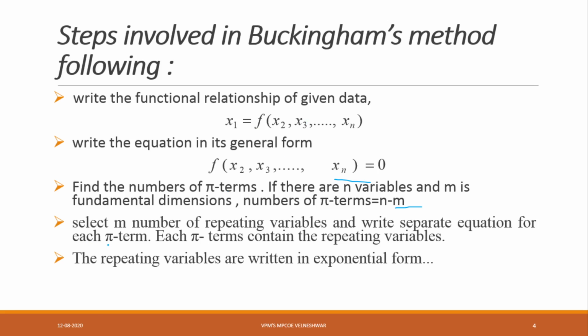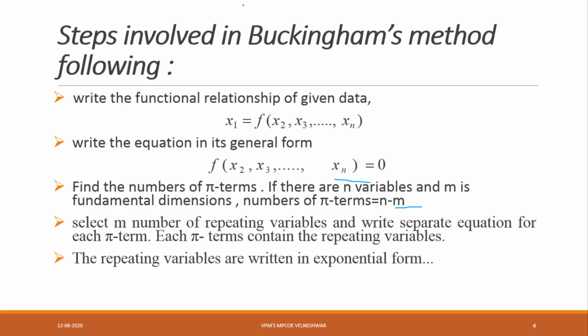Suppose variables are there, like viscosity, force, with dimensions M, L, T. If repeating variables are there, select them all and write them separately. Each pi term contains the repeating variables. However many there are, we write pi 1 is equal to so and so, pi 2 is equal to so and so, pi 3 is equal to so and so. Like this, we have to write all the variables separately.